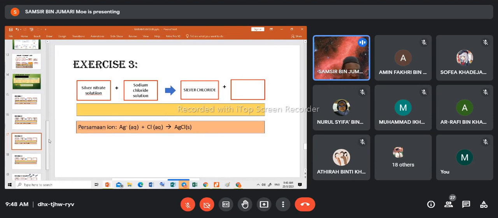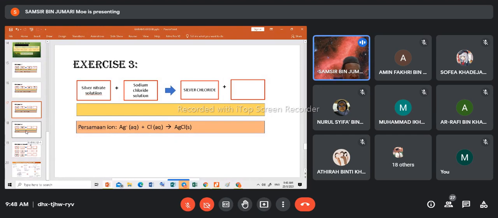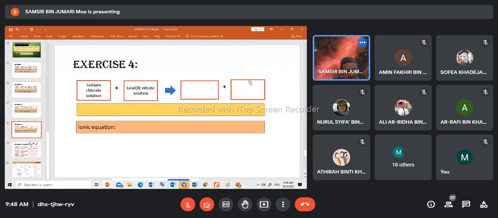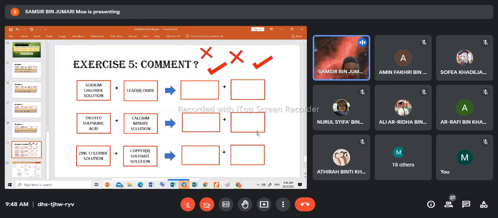Okay, lagi cuba tengok yang ini. Ini. Ni hasilnya apa ni? Sodium chloride and lead chloride. Yes, lead chloride and sodium nitrate. That's very good. Okay, cuba tengok yang ini. Mungkin tengok tindak balas ni boleh ke tak boleh berlaku. Kalau boleh, apa hasilnya?